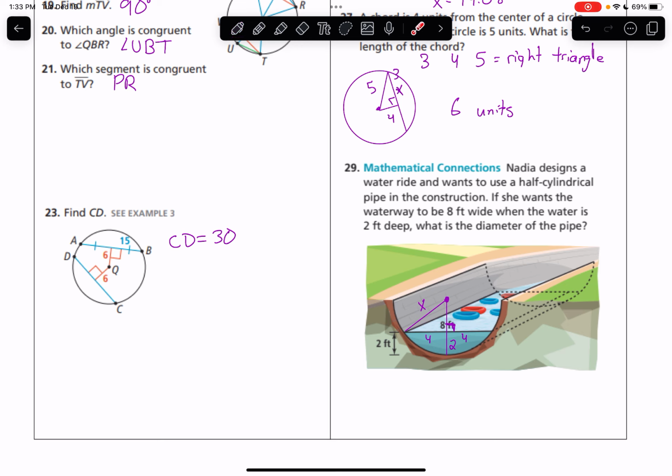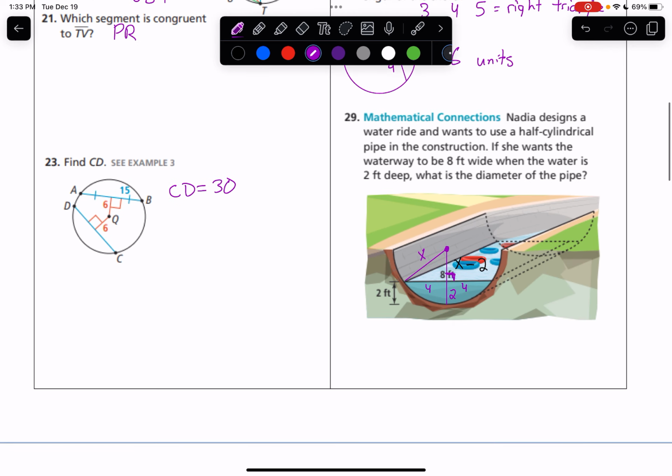And then I also need to remember that this piece that I've drawn from the center to the bottom of the water is also a radius. So part of that radius is 2, which means the rest of the radius can be expressed as x minus 2. Let me see if I can get a better color there. So this radius is going to be x minus 2. So that means I have all 3 sides of a right triangle, and I can use the Pythagorean theorem to come up with the answer.